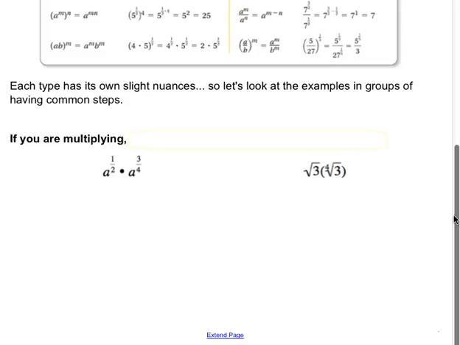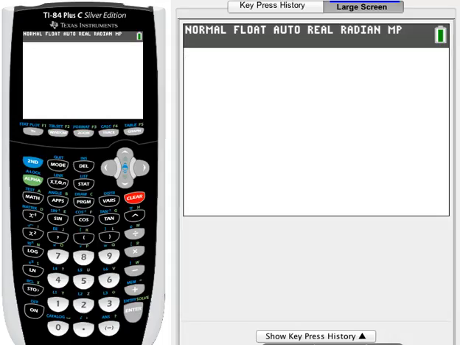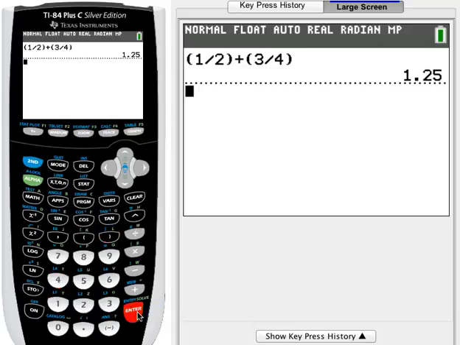So the first thing to remember is when you're multiplying two things together, that means you can add the exponents. So for this one, a to the 1/2 times a to the 3/4, all you have to do is add those exponents together to get your new exponent. The neat thing is the calculator can actually help you with that. If you need to add 1/2 plus 3/4, you can do that on the calculator.